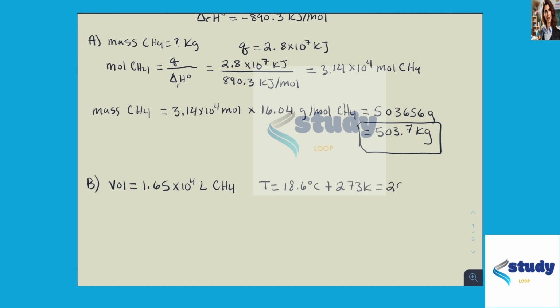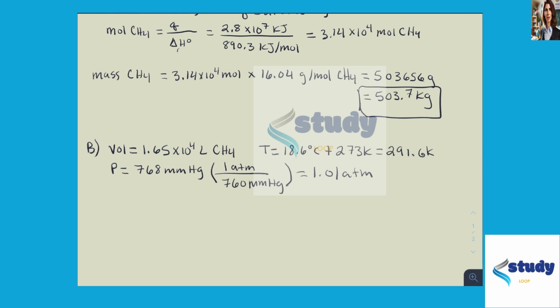So we'll have 291.6 Kelvin. They tell us that the pressure for this reaction is 768 millimeters of mercury. So I'm just going to turn this into atmospheres. We have 1 atmosphere for every 760 millimeters of mercury. So when we multiply this out, our pressure is going to be 1.01 atmospheres.